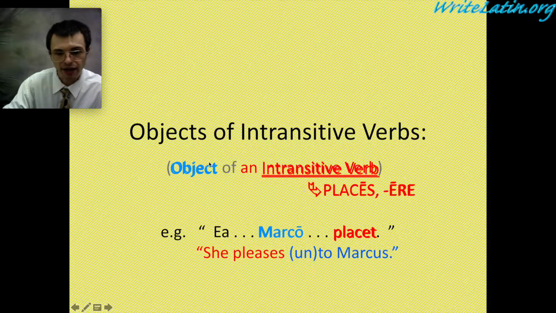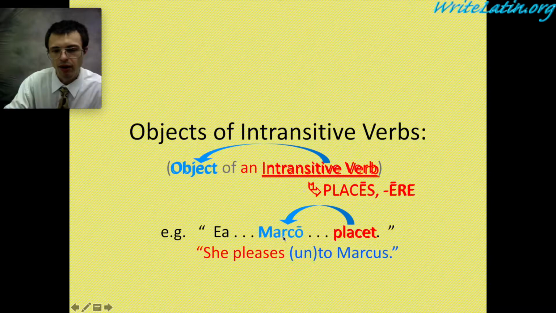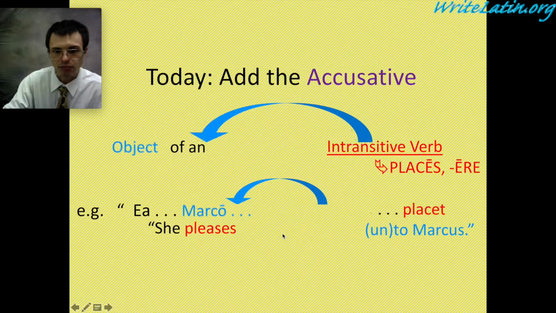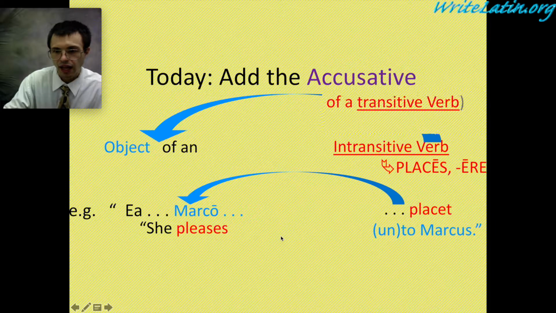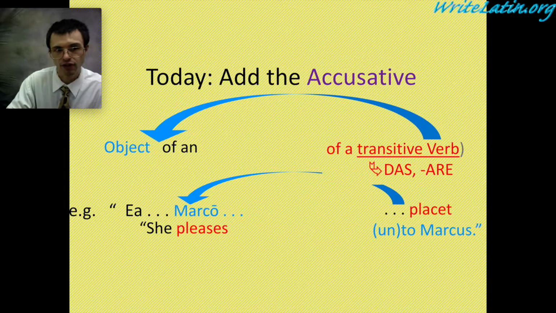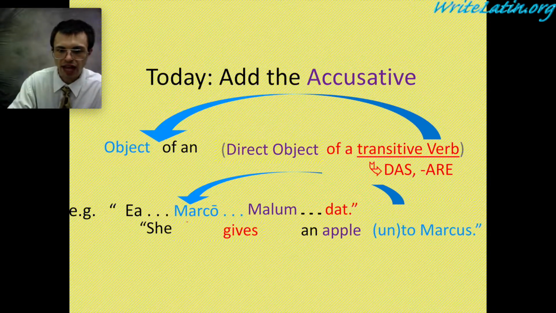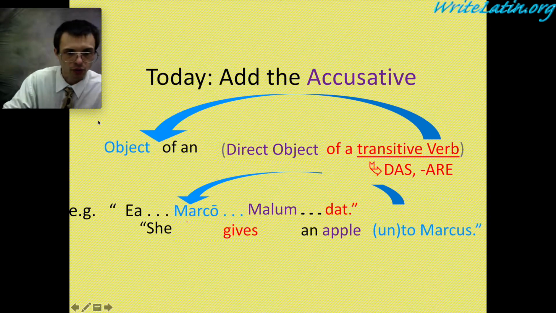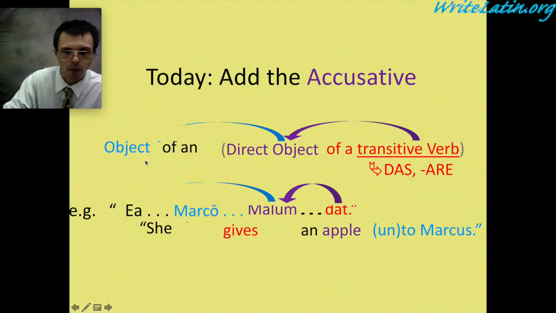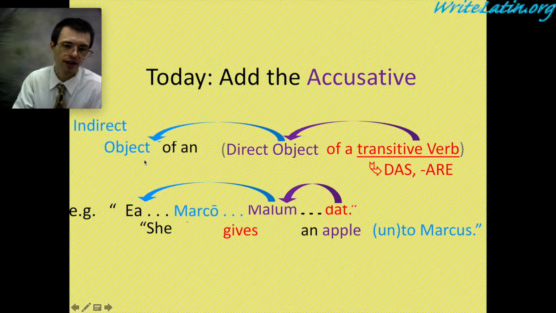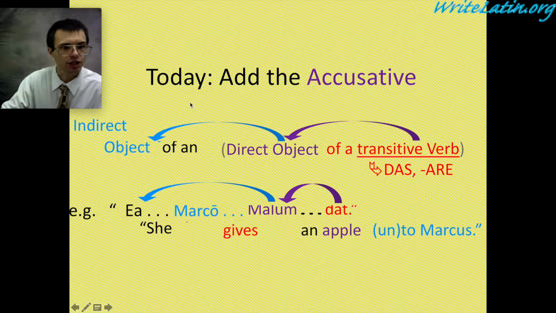So previously we had an object of an intransitive verb like she pleases Marcus, but now we're going to make it a transitive verb like give. Let's bring that in on the English. And then in the center we're going to insert a preliminary object, the thing being given ultimately to someone, who is now going to be called our indirect object. So you give a direct object to an indirect object, like she gives the apple to Marcus.